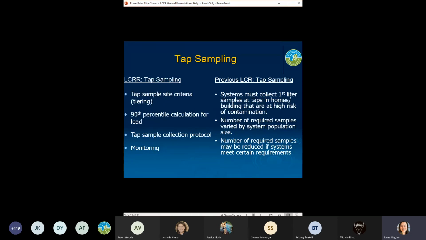All right, tap sampling. Under the revised rule, the tap sample site tiering criteria has been revised to emphasize sampling from lead service line sites. The new tiering also recategorizes copper pipes with lead solder sites, regardless of their age. There's also a change to how samples are used to calculate the 90th percentile. For systems with lead service lines, 100% of the tap sampling must come from the lead service line sites, and all samples must be used to calculate the 90th percentile for lead.